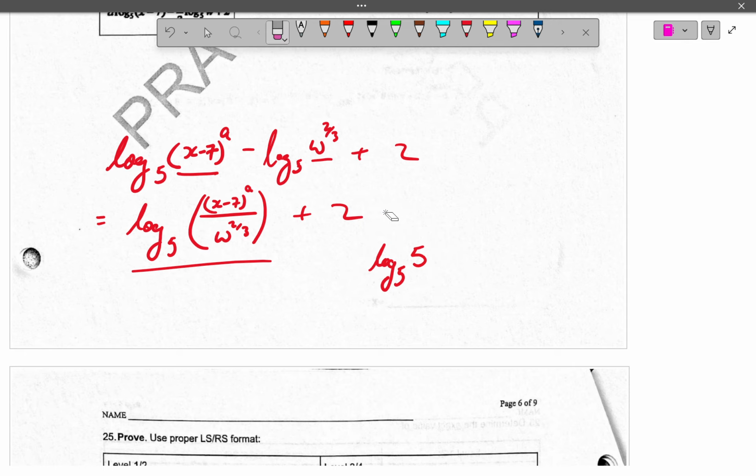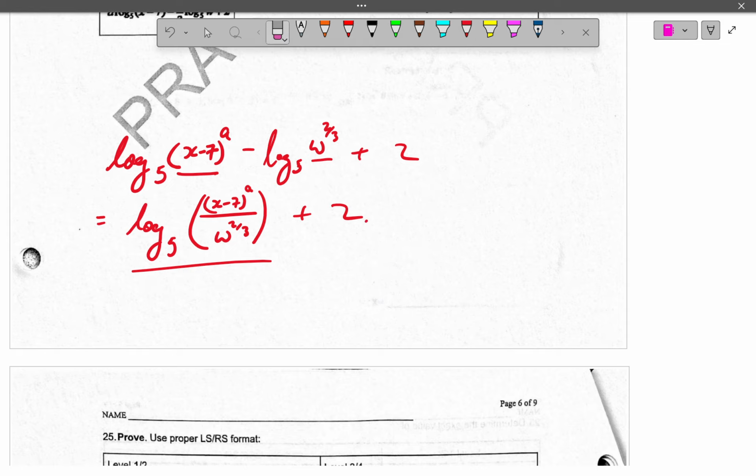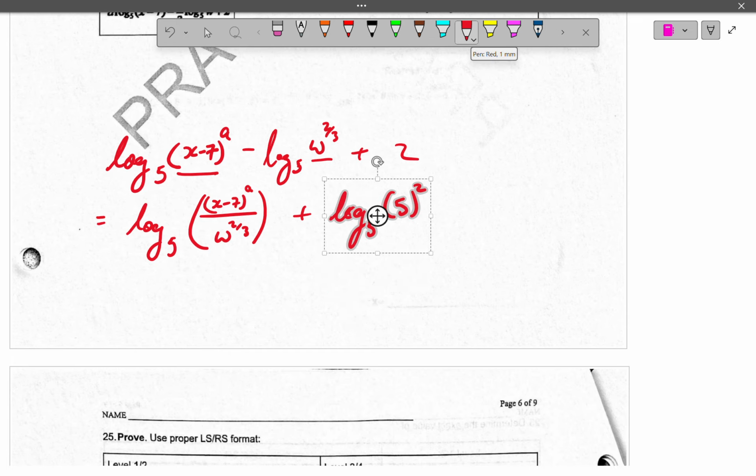So I'm going to do that, and just take this up here. That's just log base 5 of 5. And just like what we did before with these addition and subtraction rules, we need to move anything that's in front of the logarithm and bring it to the exponent of what's inside of the logarithm. So this term here will be written as log base 5 of 5 squared. And now I'm going to take this, bring it up.